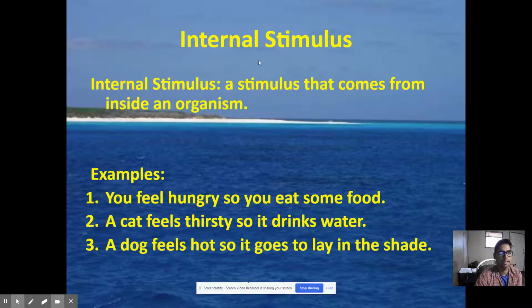Internal is going to be anything that comes from within the body. All right, anything inside the body is going to be internal. And really, guys, there's only 3 examples that are internal that you'll be tested on. There might be others, but the big 3 are going to be, if you're hungry, that's internal. And maybe we'll put thirsty in there as well.